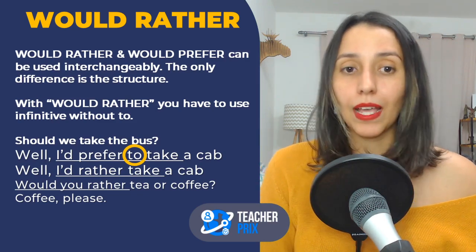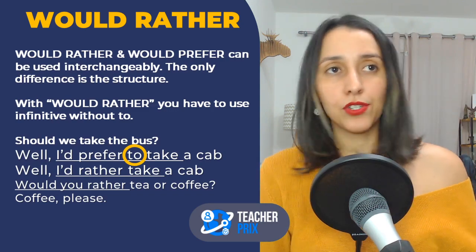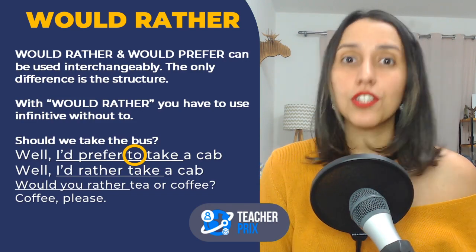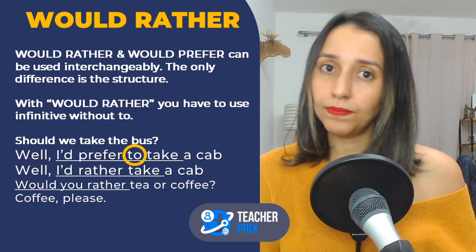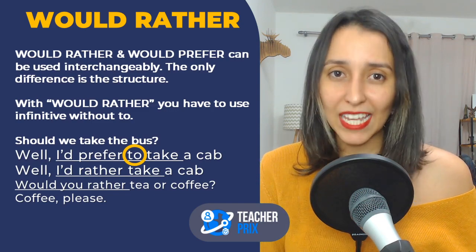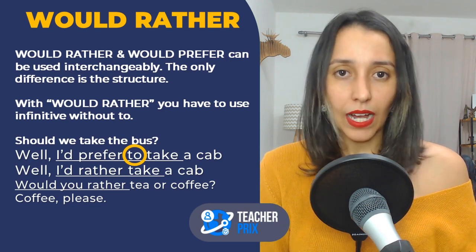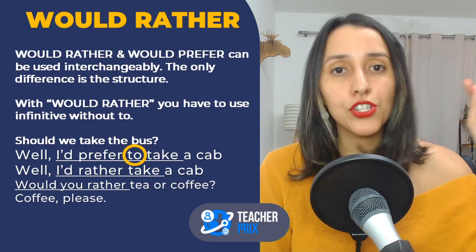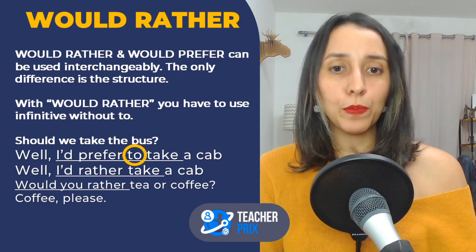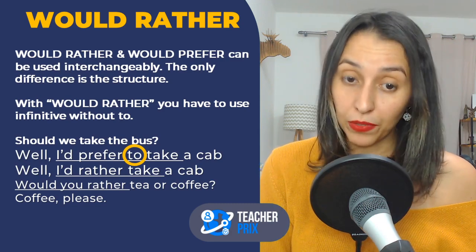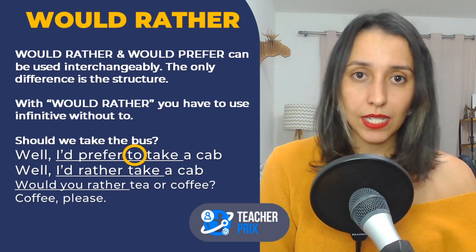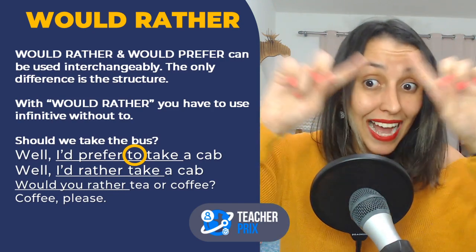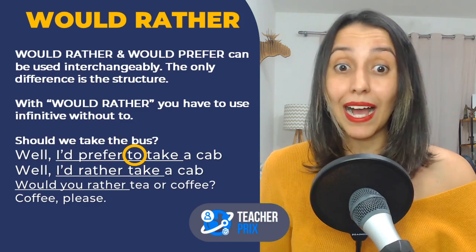With would rather, I cannot use to. I would rather to go. No, okay? With prefer, you have: I would prefer to stay home. But with rather, I would rather stay home. So the idea itself, the translation, let's put it this way, is the same. But the structure is different. So I would prefer to take a cab. But with rather, I would rather take a cab. No to. I use the verb in the infinitive form, but without to. No to anymore. Goodbye to.